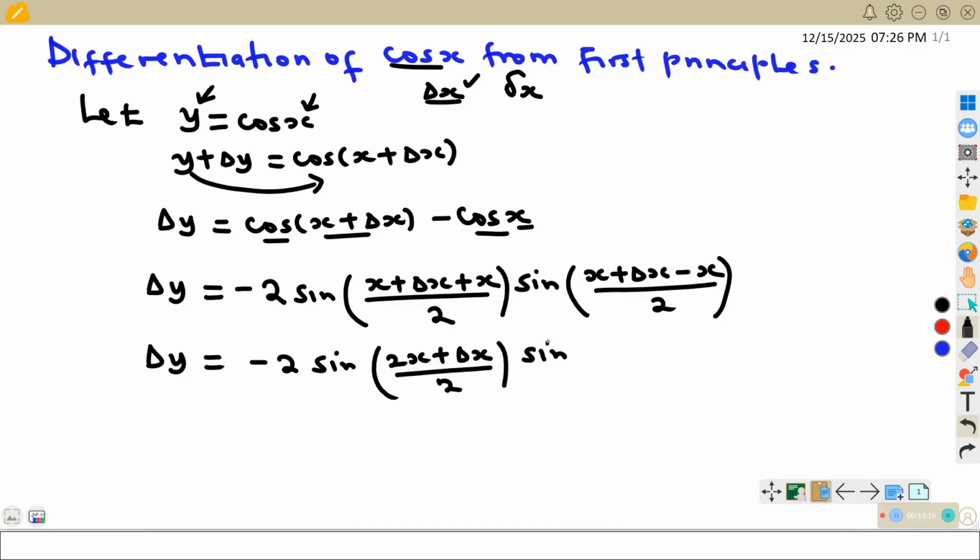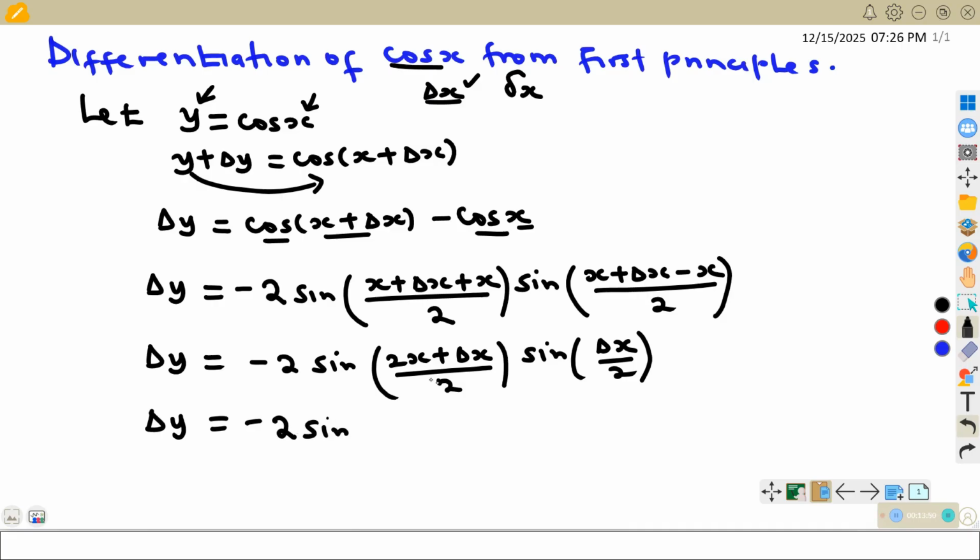Then sine, you can now have x minus x, it will cancel out. You remain with delta x divided by 2. So I hope everyone is okay with these steps that we have so far done. So from this given point, we can try to simplify this further to have delta y, which is equal to minus 2 sine.